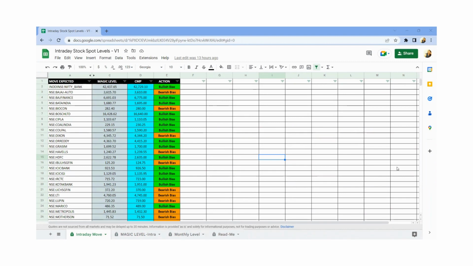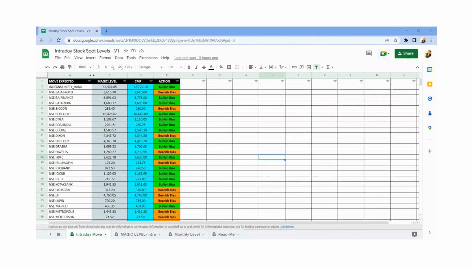Yeah, clear. I think after going through these sheets I will have some more insights. Okay. If you have a monthly level, it will be respected in intraday. Then what are intraday levels?